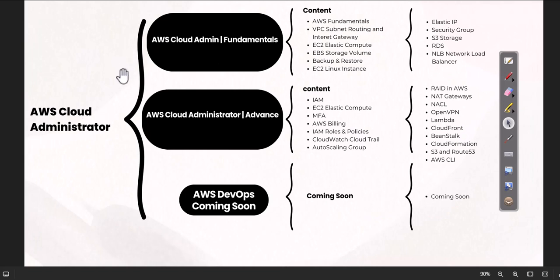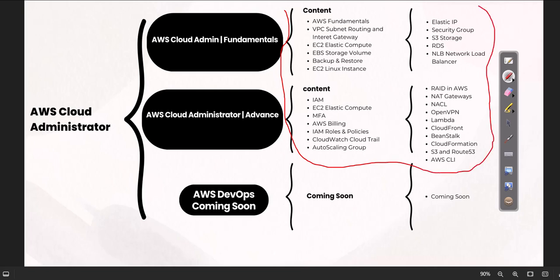All right, so now let's talk about the sequence of courses that we are going to release. The first course is going to be called AWS Administrator Fundamentals. Then we will have AWS Cloud Administrator Advanced, and after that, we will develop DevOps related courses. The first two courses are going to deal with AWS administration pieces of what it offers in its environments. For example, VPC, EC2, backup and restore, S3 storage, Elastic IP, and then getting into the advanced MFAs, IAM, auto scaling, CloudFront, Beanstalk, CloudFormation, AWS CLI, and many more things that are going to be included in the administration side of it.